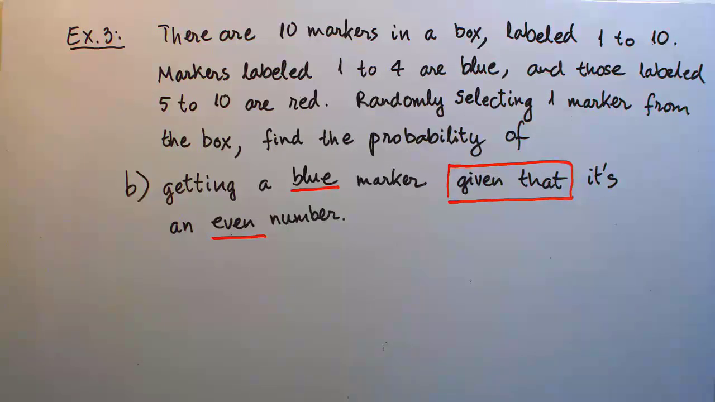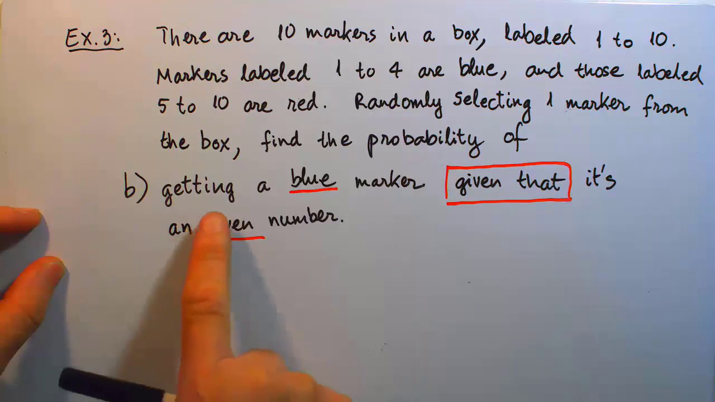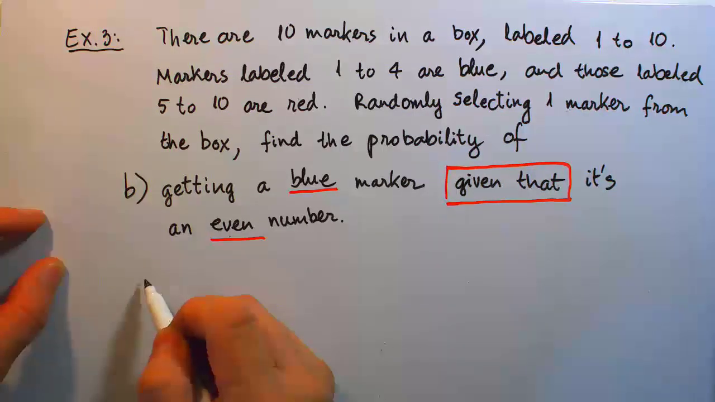So first, let's learn to set up the symbolic expression for this kind of problem. In the end, the entire statement I'm writing here, I want to get a blue marker given that it's an even number, is famously a probability question.